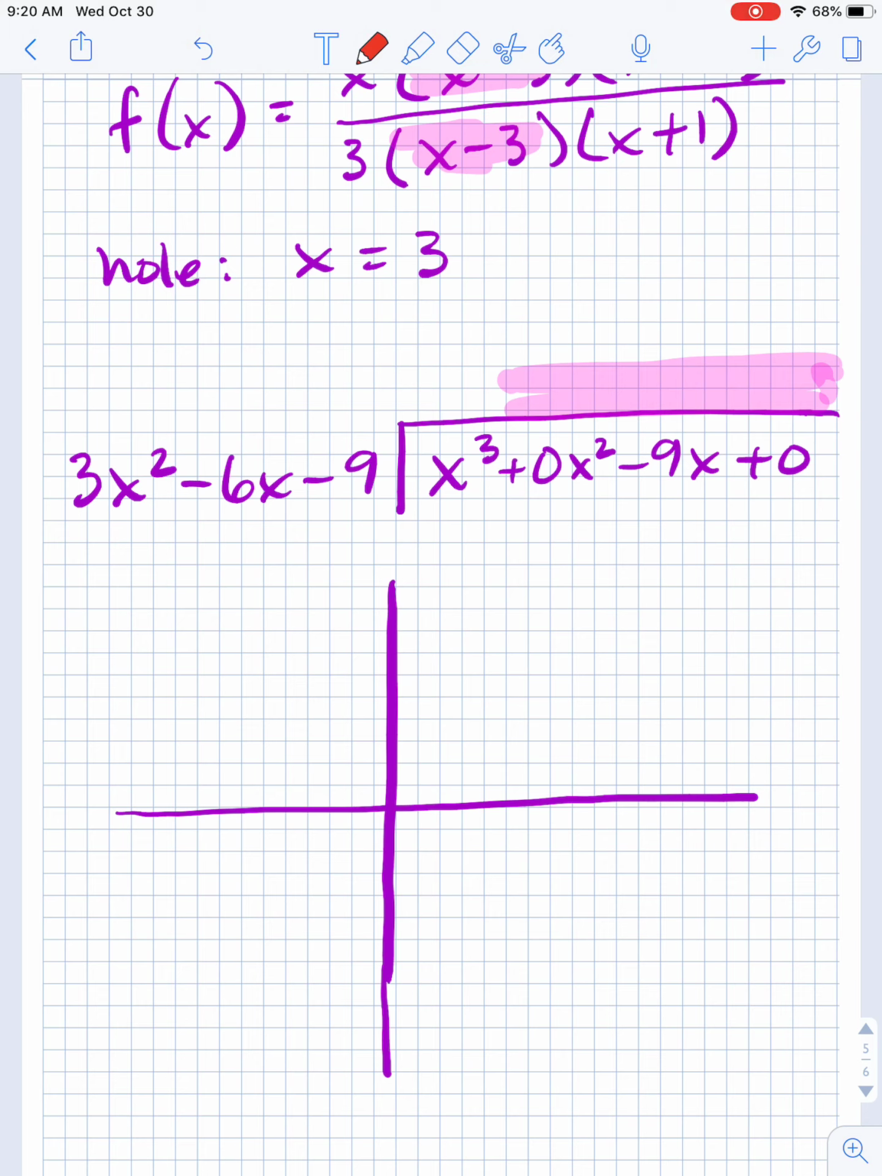I'm not going to finish this one, but this is a separate example. If I had ended up with something like x minus 2, that means that I have negative 2 as my intercept and my slope is 1. So this line right here, which I'm not drawing very straight, would be my slant asymptote. So my function doesn't cross that line at all.